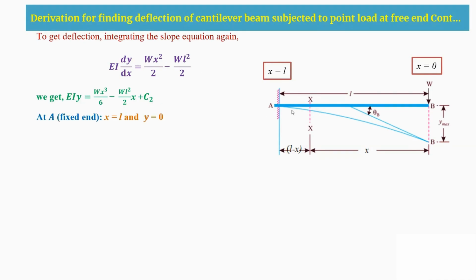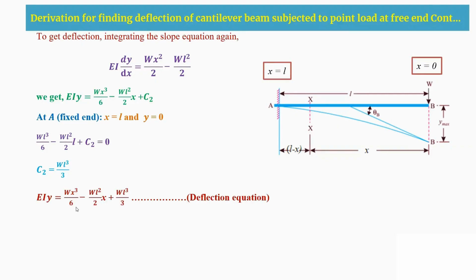Again, we are going to use the boundary condition at a fixed support. As it is a fixed support, at x equal to L, we have y equal to 0. By substituting these values, I got the C2 value to be WL cube by 3. After getting the C2 value, we substitute it at this place. Then I got the equation as EI into y will be equal to Wx cube by 6 minus WL square by 2 into x plus WL cube by 3. So this is the deflection equation.